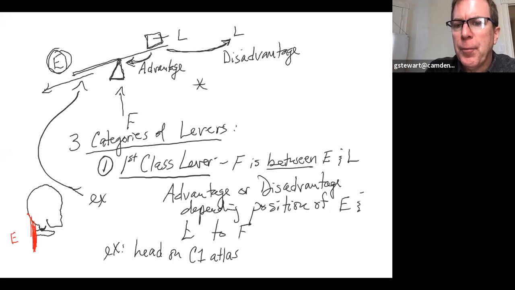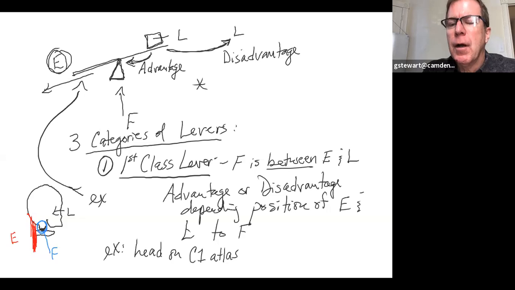And the fulcrum is this point that rocks on that C1 vertebra. This allows us to nod our heads yes, by the way. So that would be the fulcrum. And then the load is the weight of the head, mostly the front of the skull. So this would be the load. So there's a classic example of a first-class lever in which the fulcrum is located between the effort and the load. Second type is called a second-class lever.